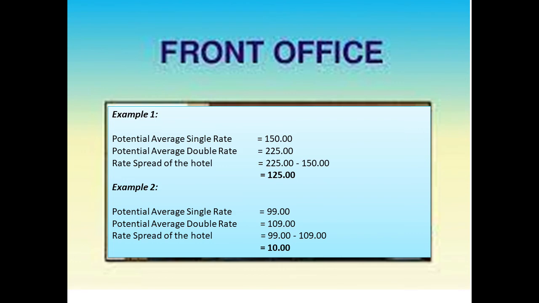Example number 1, potential average single rate is equal to 150. The potential average double rate is equal to 225. Rate spread of the hotel is equal to 225 subtract by 150 is equal to 75. Example number 2, potential average single rate is equal to 99. The potential average double rate is equal to 109. The rate spread of the hotel is equal to 109 subtract by 99 is equal to 10.